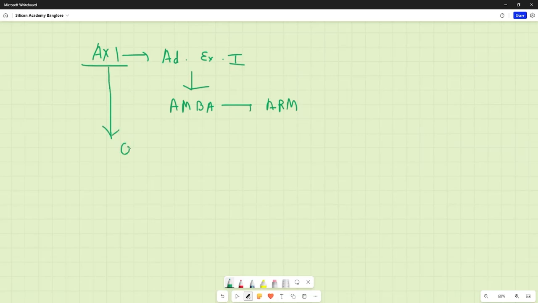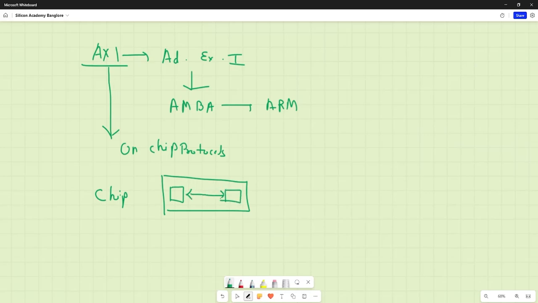AXI is basically an on-chip protocol, which simply means that it helps in communication between devices existing inside a chip. Suppose this is a chip and we have multiple devices inside it. Suppose we have two devices, then these devices can interact with a set of rules defined by AXI. So AXI sets the rules of communication between two or more devices inside a chip.